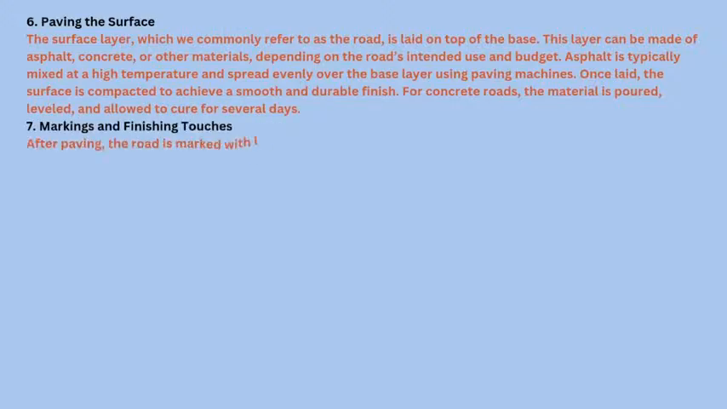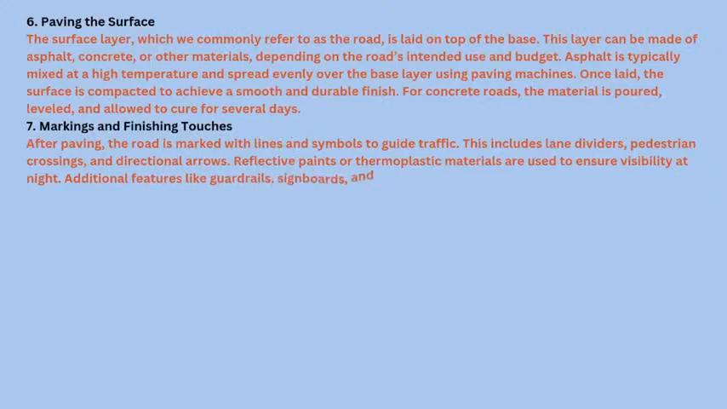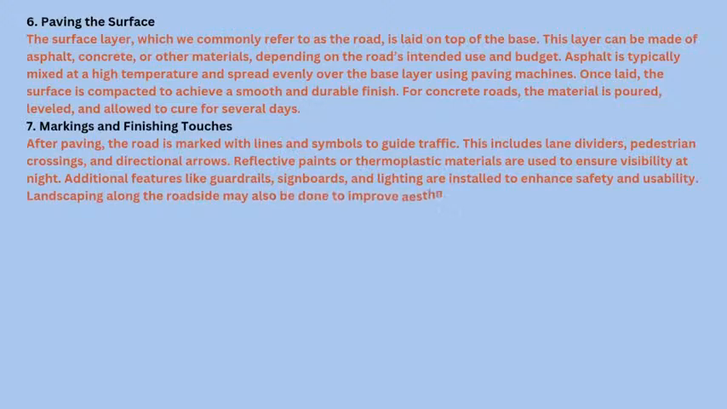7. Markings and finishing touches. After paving, the road is marked with lines and symbols to guide traffic. This includes lane dividers, pedestrian crossings, and directional arrows. Reflective paints or thermoplastic materials are used to ensure visibility at night. Additional features like guardrails, signboards, and lighting are installed to enhance safety and usability. Landscaping along the roadside may also be done to improve aesthetics and control erosion.